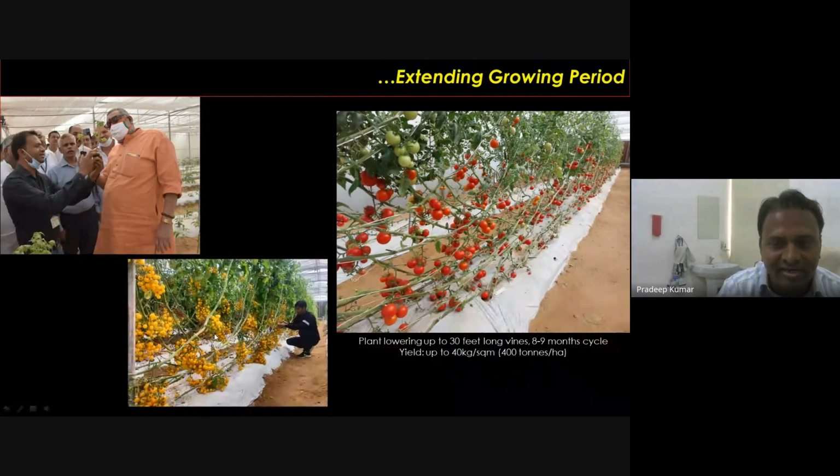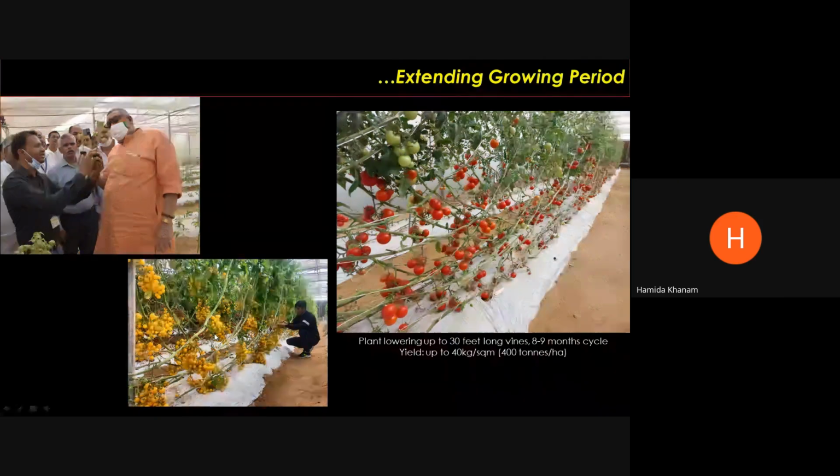You give a variety, and its potential is known to be this much. If you do good management practice, that's good, because the potential was tested in some particular condition.